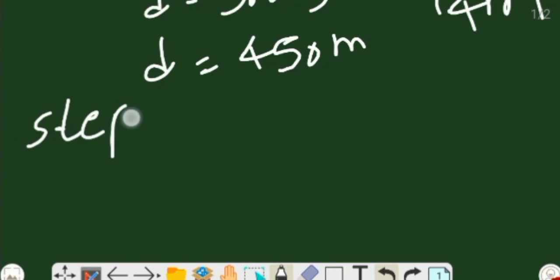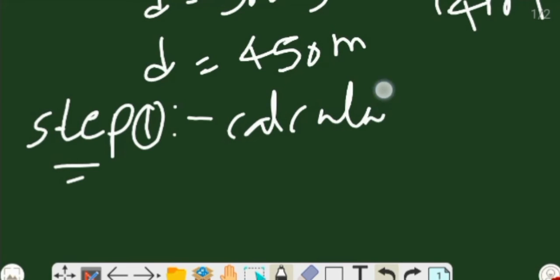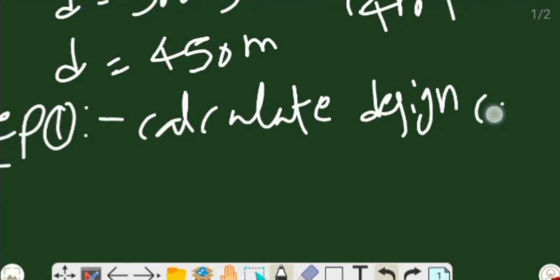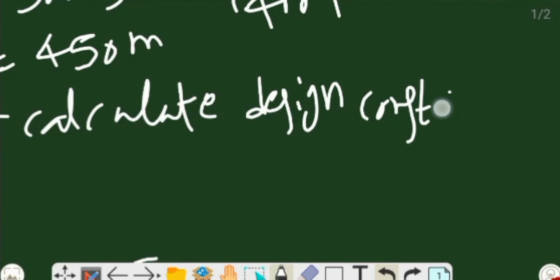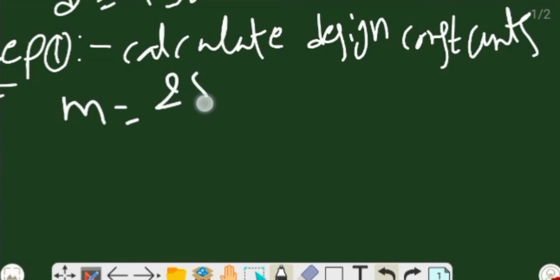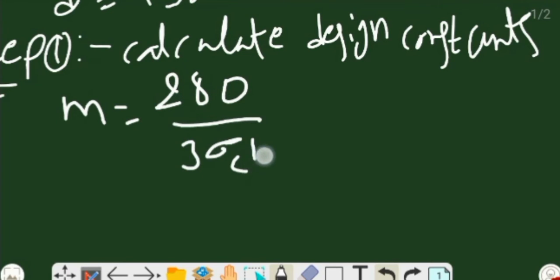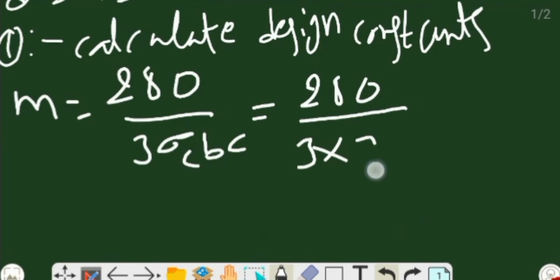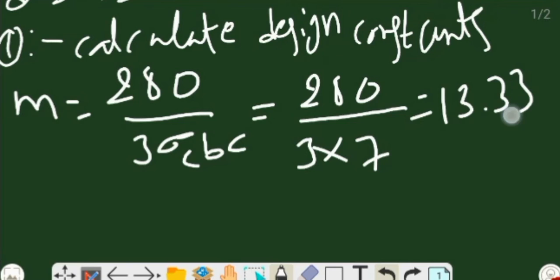Step 1. Calculate design constants. If any problem is given, whether it is a singly reinforced section analysis or design, or a doubly reinforced section analysis or design in working stress method, first of all you have to find the design constants. Remember this. First constant is modular ratio. m is equal to 280 by 3 sigma cbc, equal to 280 by 3 into 7 Newton per mm square, and we get m is equal to 13.33.